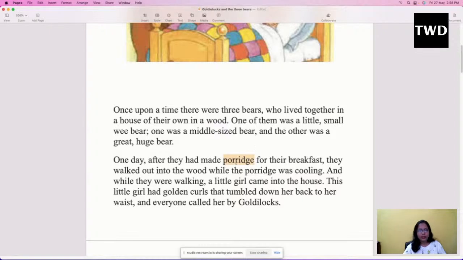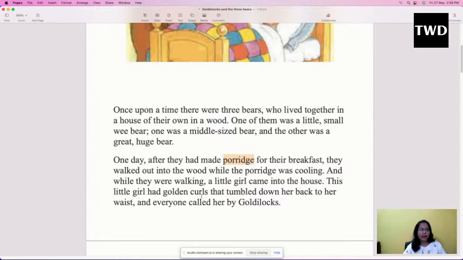Yes. And what is the meaning of porridge? Porridge is a paste kind of dish. So generally we Indians prepare khichdi or payasam or pongal. All those are porridge kind of things. So one day after they had made porridge for their breakfast, they walked out into the wood while the porridge was cooling. And while they were walking, a little girl came into the house.